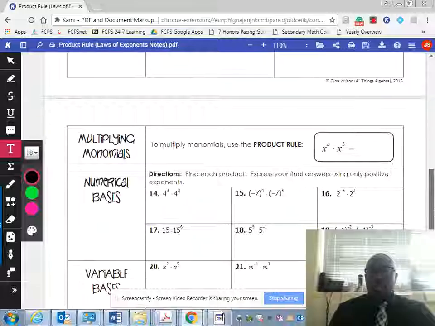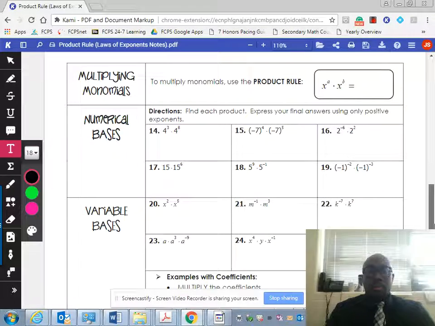What I want to focus on is page 2. So page 2 is multiplying monomials, more so known as the product rule of laws of exponents. So to multiply monomials, use the product rule. So x to the a times x to the b. Remember that the two x's are our base. We have the same base, and the a and the b are considered the exponents.